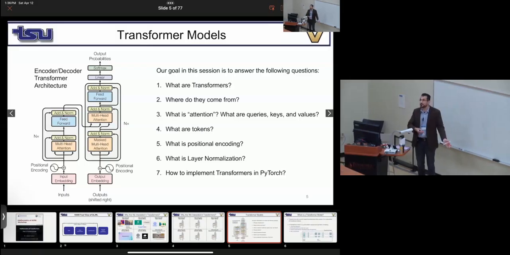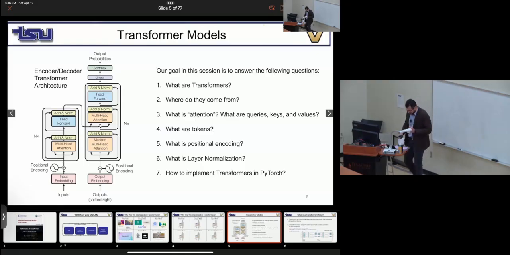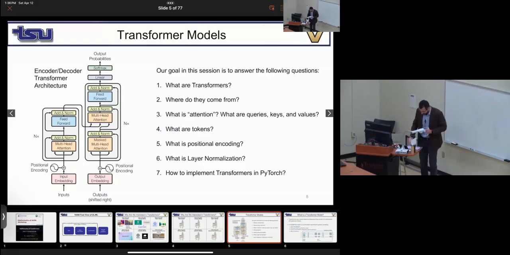Of course, we only have 3 hours together, so we won't be able to dive very deep into the PyTorch implementation. I'll do my best to cover it, but you will have access to the Colab notebook that walks you through the implementation of transformers from scratch.